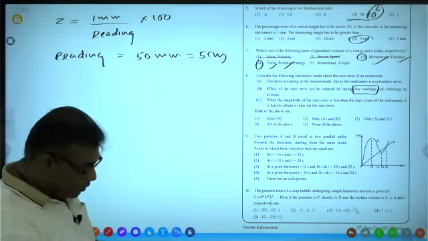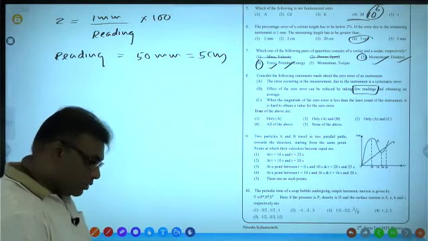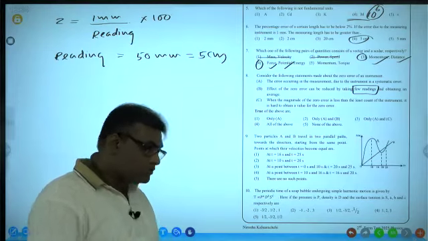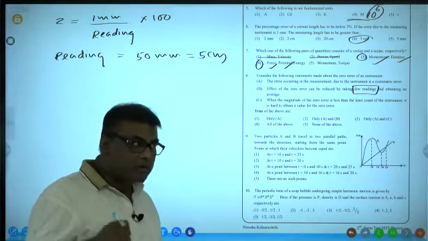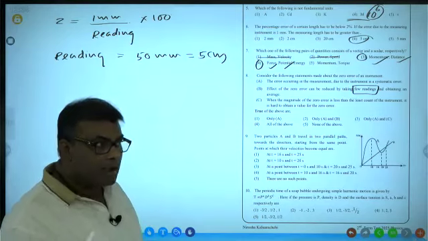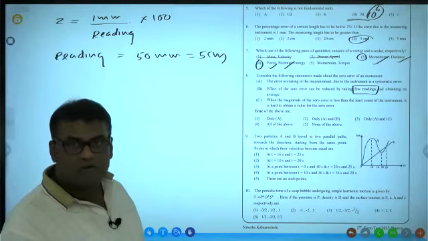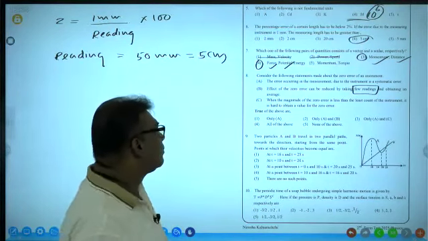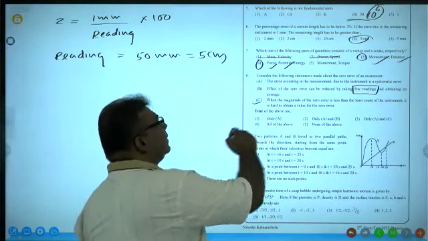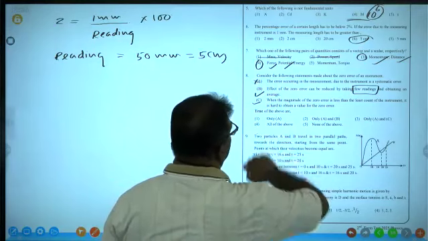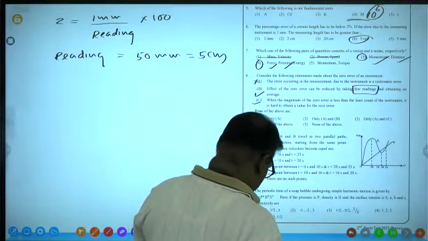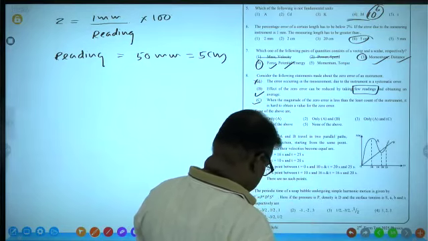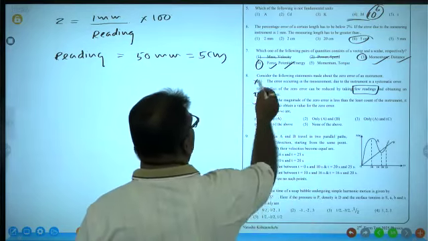C, when the magnitude of the zero error is less than the least count of the instrument. Yes, if the zero error value is less than the least count, it won't be measured, no? Then that is also not measurable, so it is hard to obtain. Yes, this is correct, and this one is wrong.